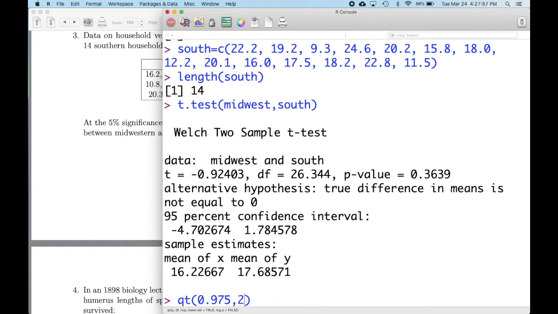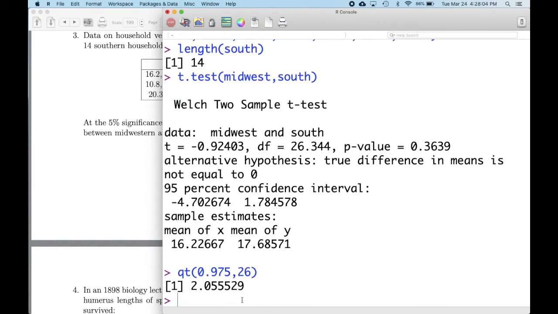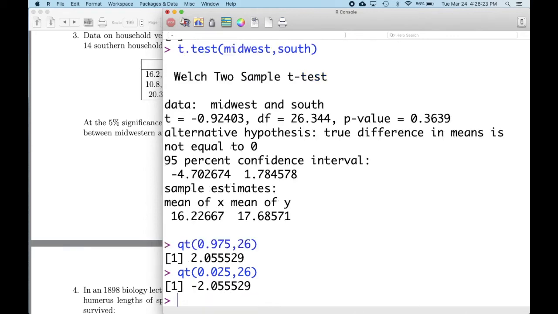0.975. We have 26 degrees of freedom because that's what we get from our t.test function. So we get 26 degrees of freedom, and there's the 2.0555 value that we were talking about as our test statistic. Okay, so that's our critical value for 26 degrees of freedom. And I just want to point out that if you use the 0.025, you'll get the same thing, just negative. Again, because of the symmetry of the t-distribution, that's how that works. So that's how we do number 3 with R.